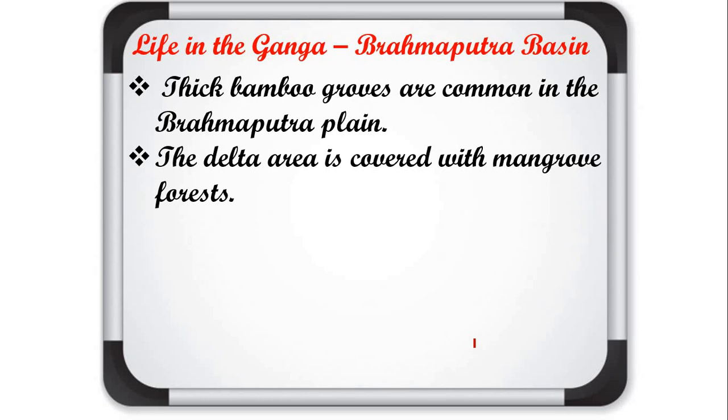When rivers come from the mountains, on their way they carry a large number of pebbles, sand and stones, and before falling into any water body, sea or ocean, they deposit them at the mouth of the river, and this area is known as delta. So the Ganga and Brahmaputra rivers also form the largest delta in the world, the Sundarban delta, and in the Sundarban delta mangrove forests are found.